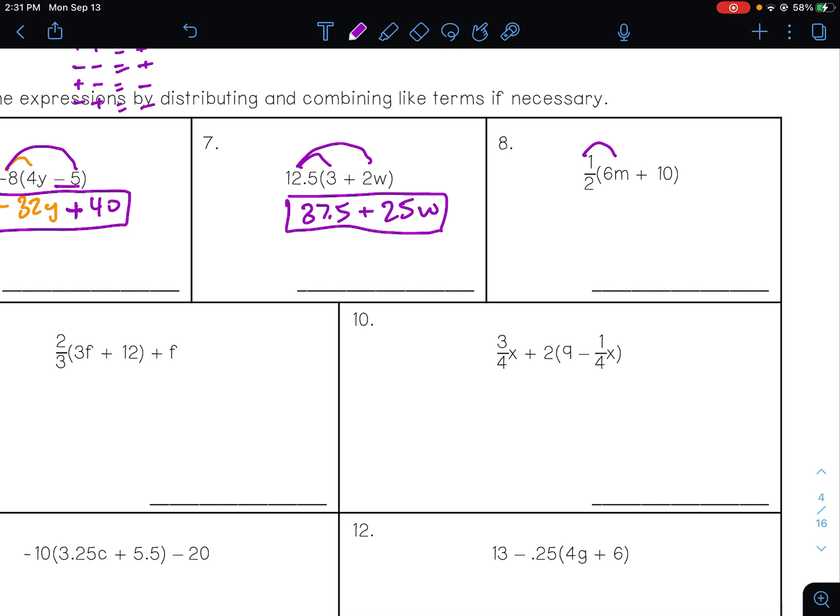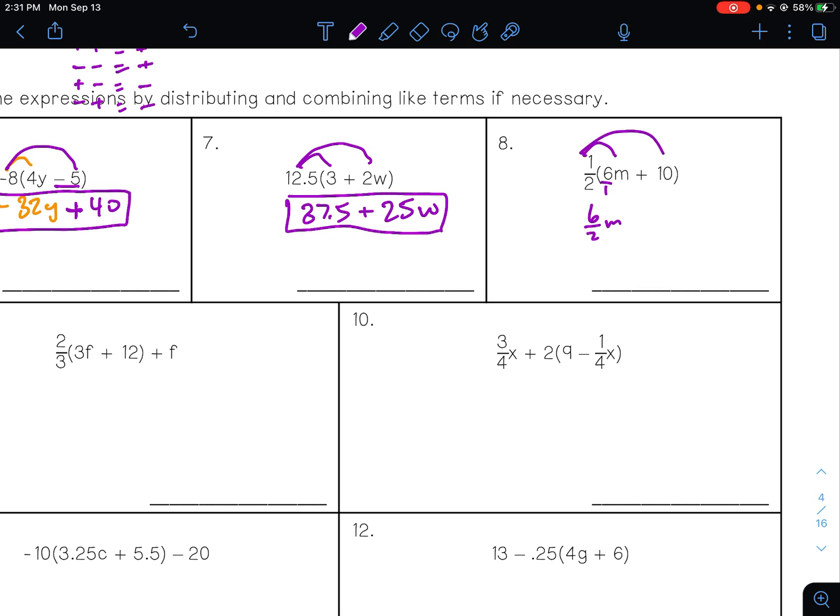1/2 times 6, well, that's a positive answer, so our answer is positive. So you could do it a couple of ways. You can say like, hey, 1/2 times 6 over 1 is like 6 over 2 m. Or what's 1/2 of 6, which is 3. We'll figure that out later.